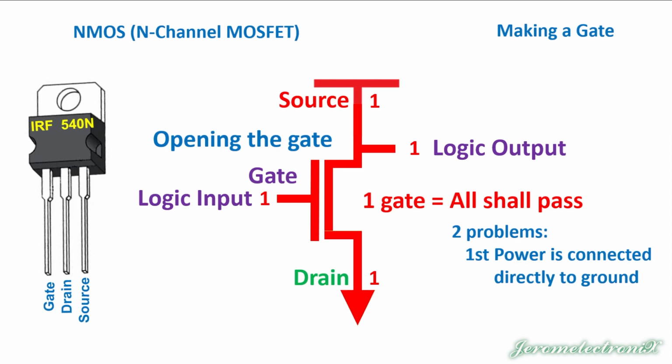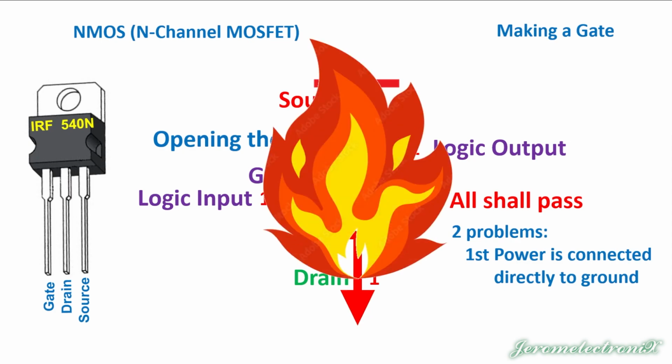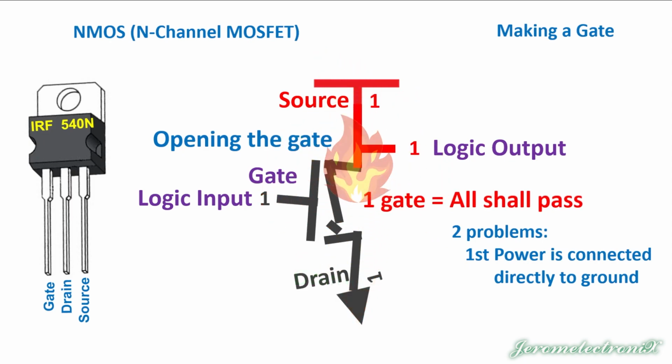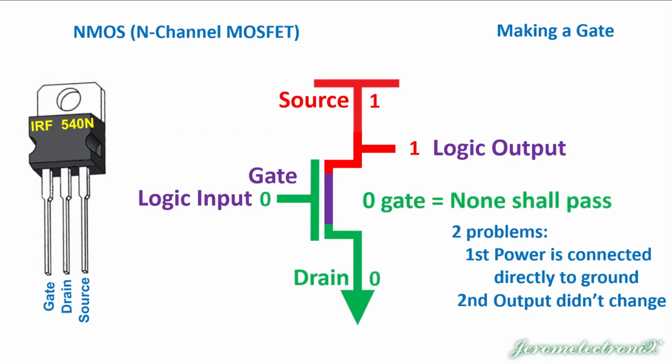The problem is if you connect power directly to ground, it's going to heat up and maybe cause a fire, but it's going to destroy the transistor. And so that is the first problem. The second problem, if you notice, is that we put a 1 in and got a 1 out. So output didn't really change, right? So we're going to try it again, only this time we're going to slow the flow.